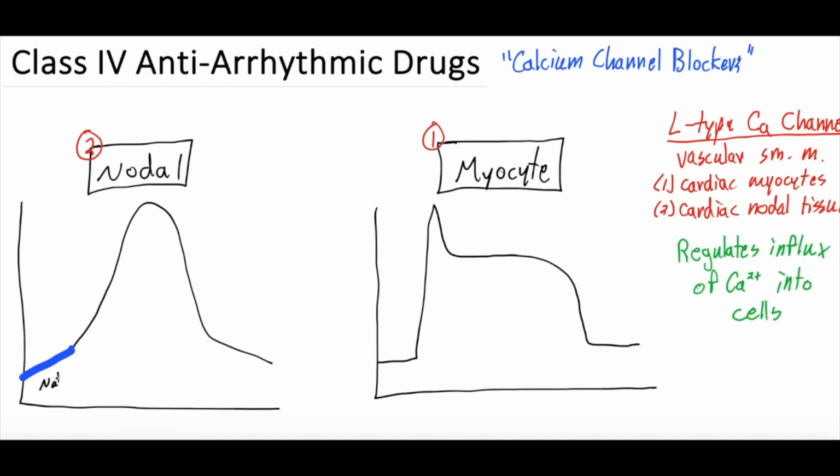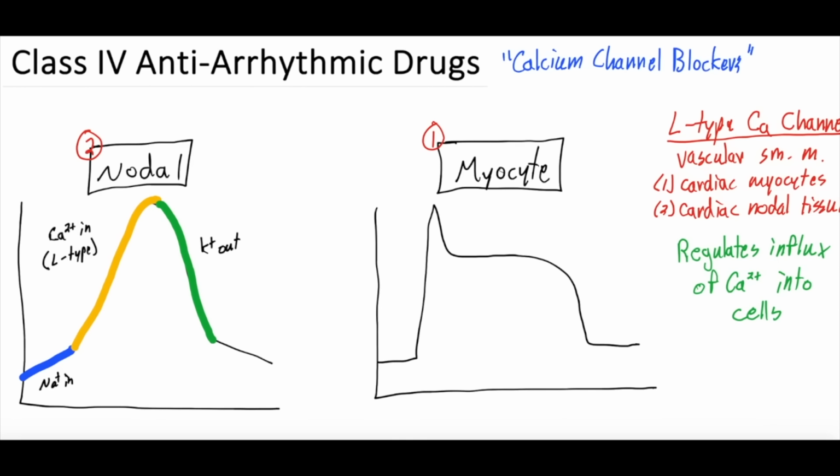So sodium goes in. After that, though, you actually get a calcium influx from those L-type calcium channels. All right, and this is calcium in, specifically L-type. Then after that, you will get the efflux of potassium, so potassium out, leading back down to the more negative resting potential of the nodal tissue. Okay, so keep that in mind, and we'll come back to the effect of blocking this calcium channel.